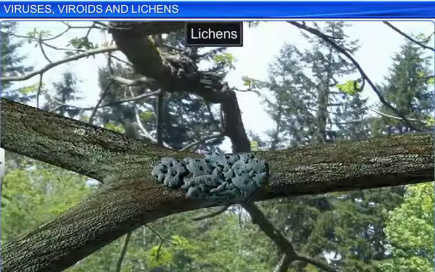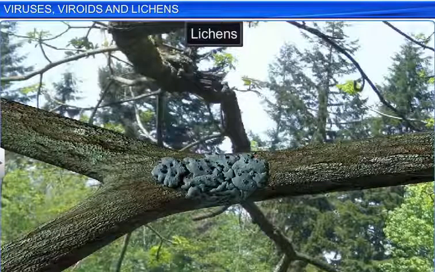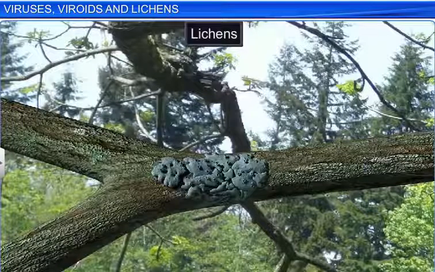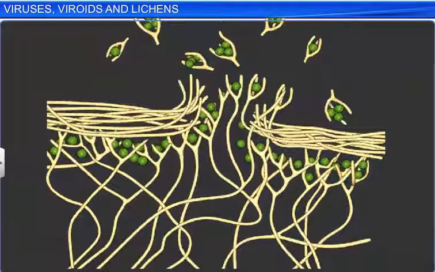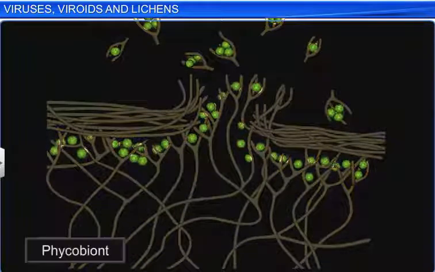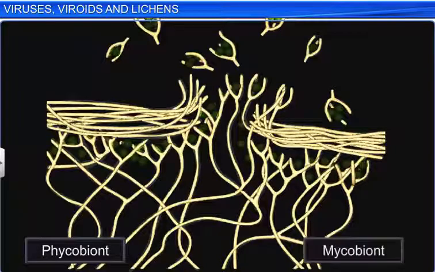Lichens, though they may look like single organisms, actually have two organisms inside them: algae and fungi. Both algae and fungi together have a mutually beneficial association called symbiosis. The algae component, known as phycobiont, is autotrophic, while the fungal component, called mycobiont, is heterotrophic.